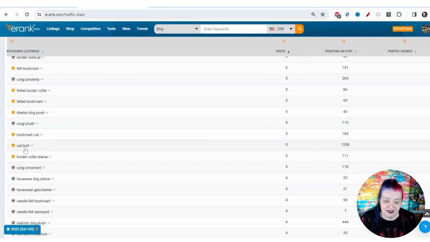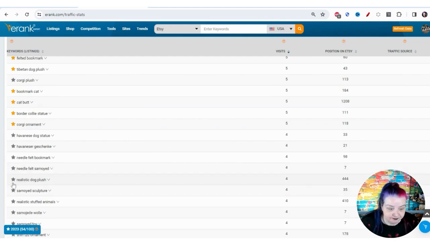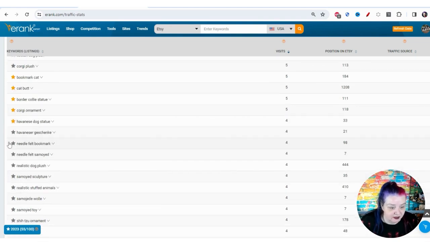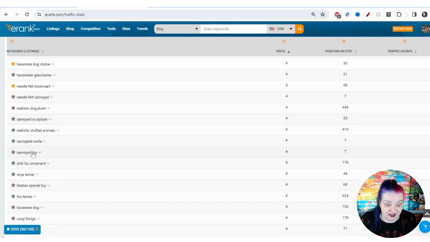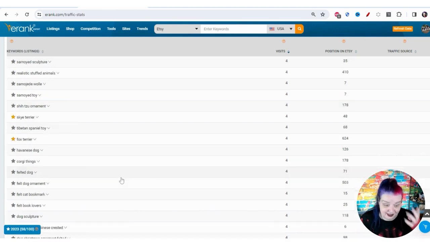Like I've been saying corgi butt bookmarks, but people search for cat butts as well. Interesting. Corgi ornament. Yeah, so I've got 56 keywords. How long did that take me? I have no idea. But 56 keywords is pretty cool. And I've got some ideas like, oh, Skye Terrier, there we go. Fox Terrier, breeds of dogs. There's like a ding ding in my head for something that I need to be doing. And hopefully that'll be for you.